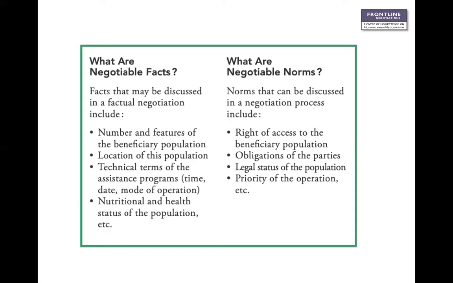And on the normative front, norms that can be discussed in a negotiation, often that right of access is a point of concern and interest for our negotiations as humanitarians. So where we negotiate access, the obligations of each party, who's going to do what and who should be doing what, the legal status of the population. We get into some of the international norms and then the priorities of the operation, looking at some of the humanitarian principles of impartiality and humanity. Those are a further breakdown. Most of this comes from the manual for those who haven't had a chance to crack into version 2 yet. A lot of this is directly out of some of the chapters in the manual.